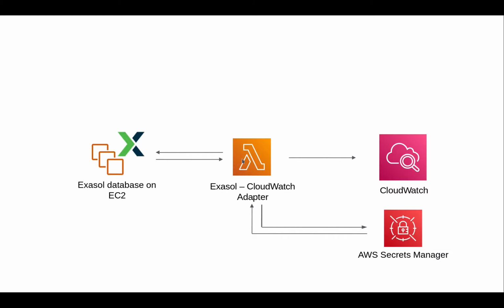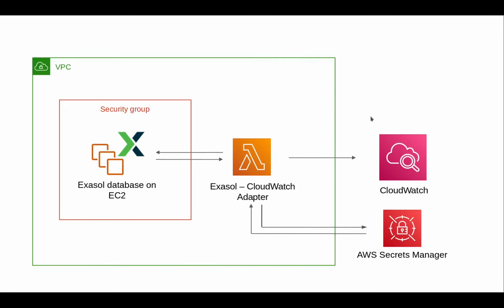In order to access your Exasol database, the Lambda function needs credentials for your Exasol database. We are using the AWS Secrets Manager for safely storing these secrets. So the Lambda function is going to connect to the Secrets Manager, fetch the secrets from there and use them to connect to the Exasol database.